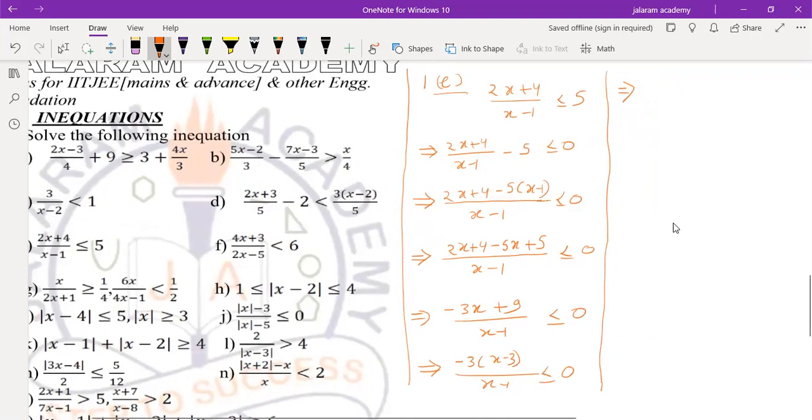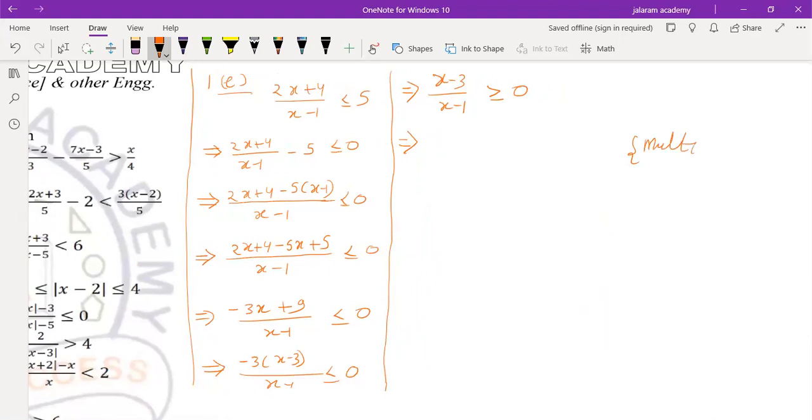When we divide both sides by minus 3, it is x minus 3 over x minus 1 is greater than or equal to 0. Is that clear to you? The inequality is reversed when we multiply it by a negative number. So we have multiplied by minus 1 by 3. So in place of less than, it becomes greater than. Is that clear to everyone?